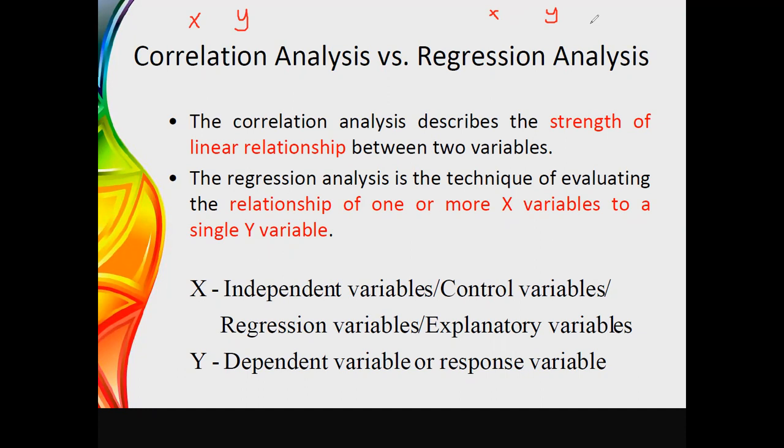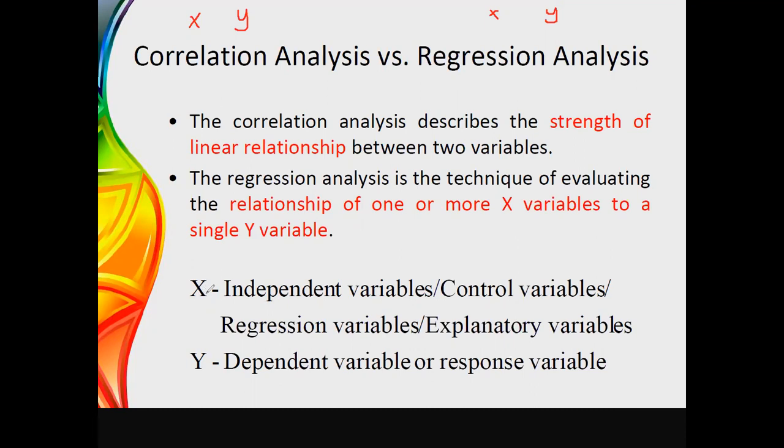What is the x variable and what is the y variable? It means that x is the independent variable, but y is always dependent on the x variable. That is why we are saying y is the dependent variable. These are some names that we use to identify x and y.